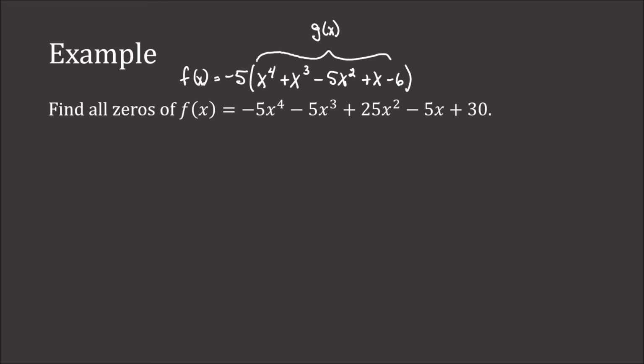Well, if it's a 0 of g of x, it will be a 0 of f of x. So I'm going to apply all the steps on this g of x instead of f of x. This is just to make the arithmetic easier. So possible rational zeros.